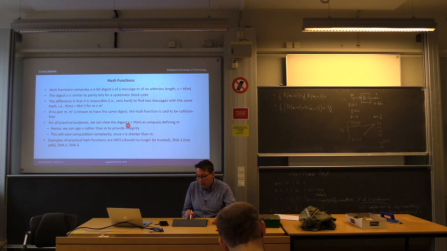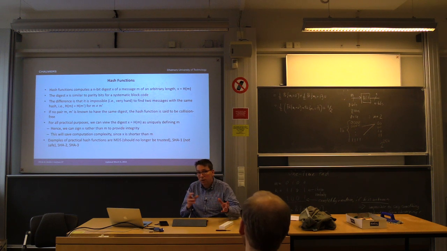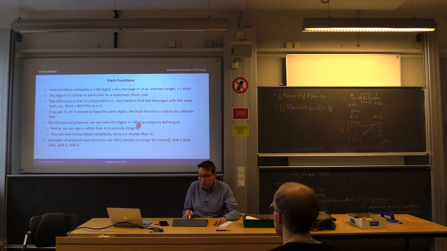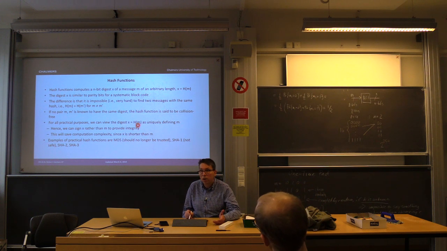Given M, I can check whether X belongs to M or not. So X and M, we can find if they are connected to each other or not. So instead of doing a signature on M, which could be quite costly because M could be gigabytes of data, we can sign X rather than M to provide integrity. And it's easier to sign 256 bits than to sign 2 gigabytes of data. So this will save computational complexity quite a lot.